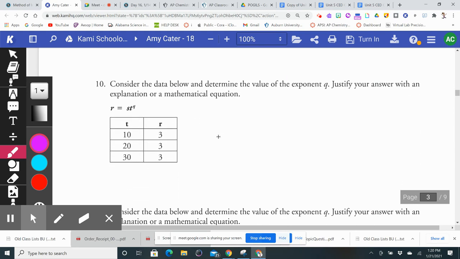Consider the data below and determine the value of the exponent Q. Justify your answer with an explanation. Same basic problem again. We just switch things around a little bit.